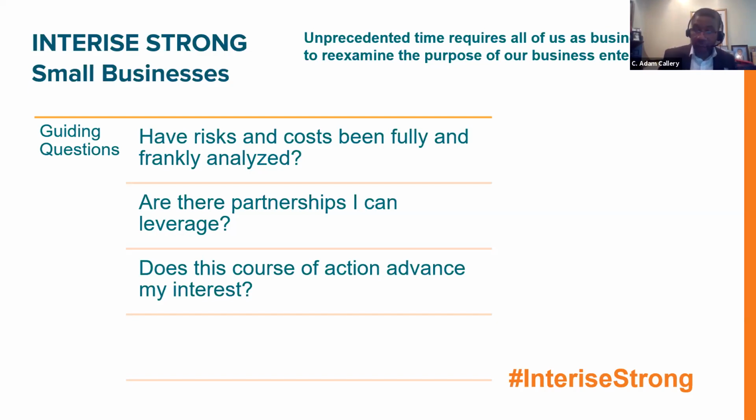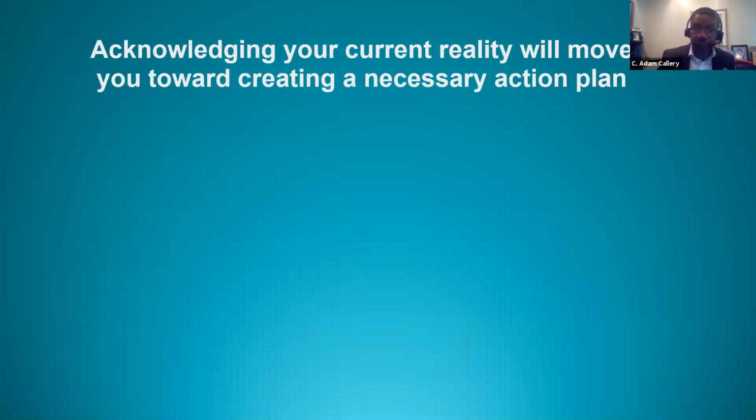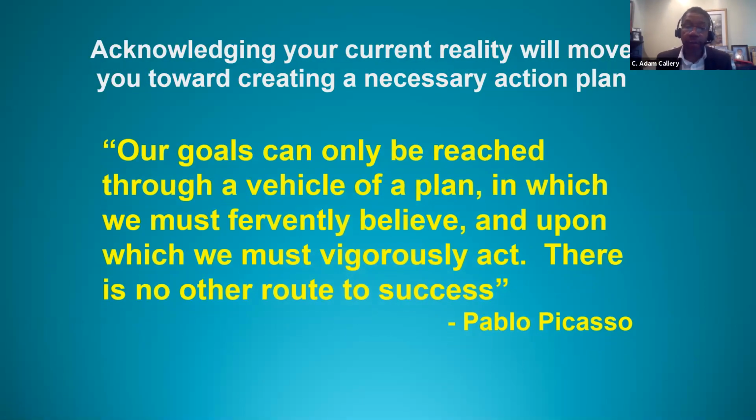All right, so I'm going to close out with a final quote. Our goals can only be reached through a vehicle of a plan in which we must fervently believe and upon which we must vigorously act. There is no other route to success. Pablo Picasso. So Pablo, an artist, knew the importance of having some type of plan, because in that plan are the goals that you're striving toward. And these are goals that you believe in, so you're working toward them. You're working toward them with passion, and you have to vigorously act.